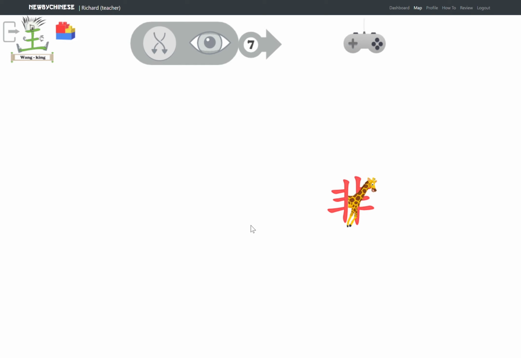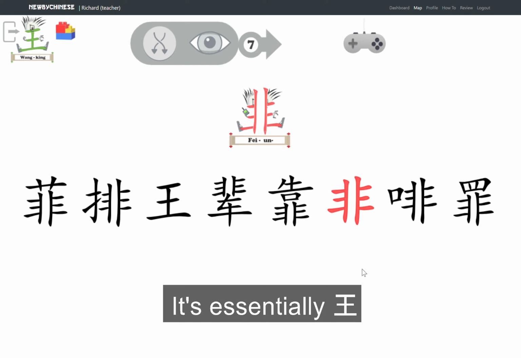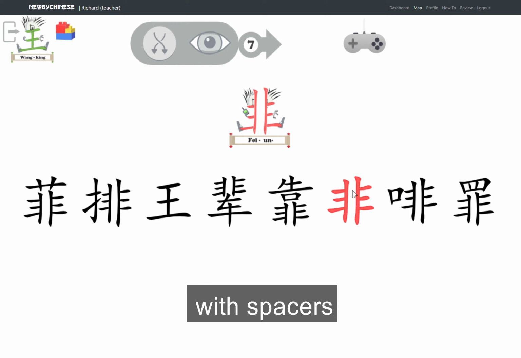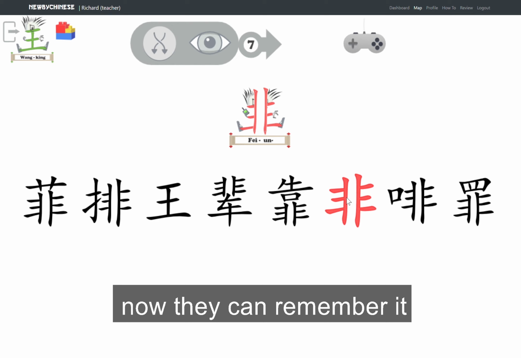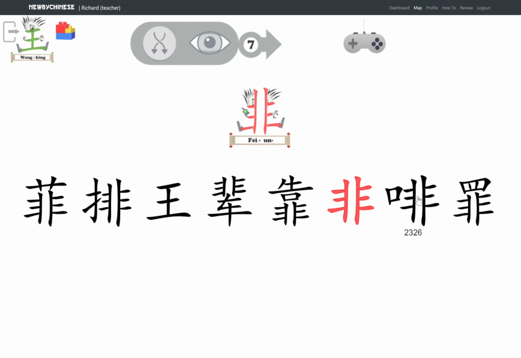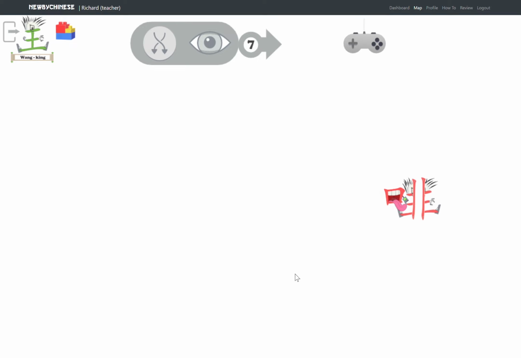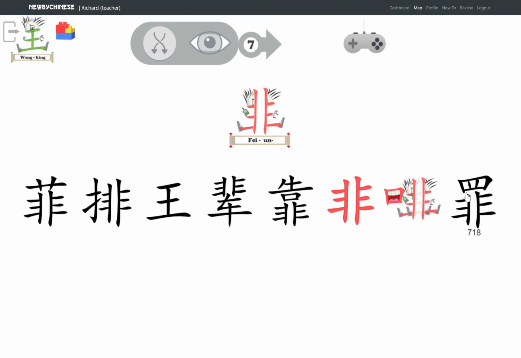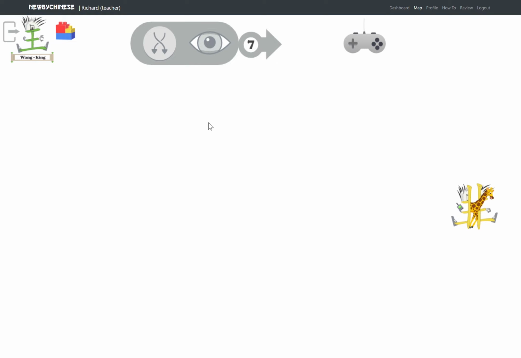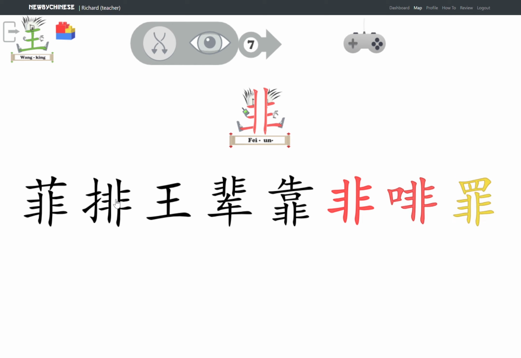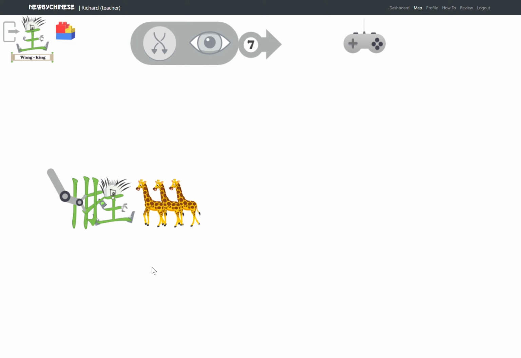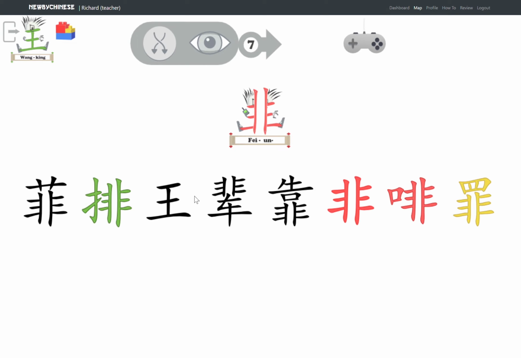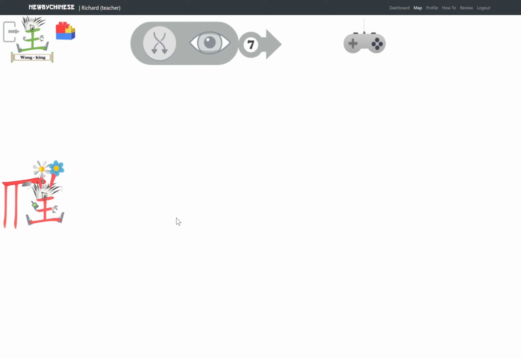Fei. So it's now also shorthand for Africa. So now it's forever linked. It's essentially king with these two bars that space apart. Now they have no problem remembering this, and they can reuse Fei now in things like coffee. Fei, the Fei from cafe. Okay, or guilt or crime. This is a crime. Or line up.